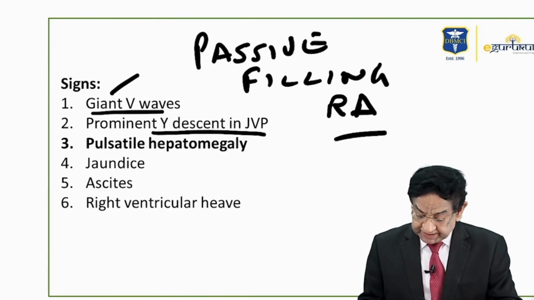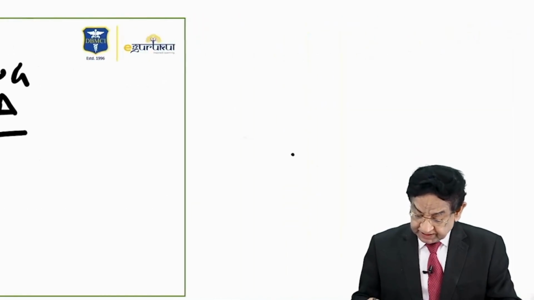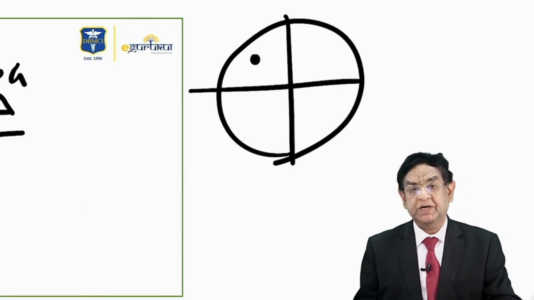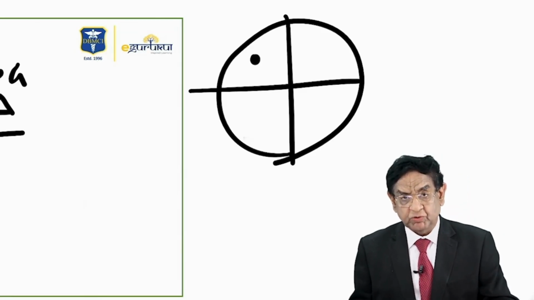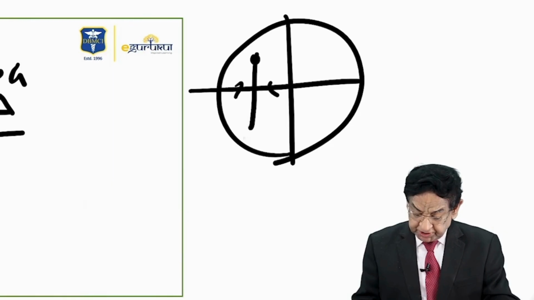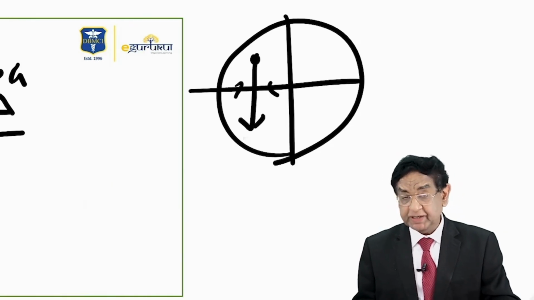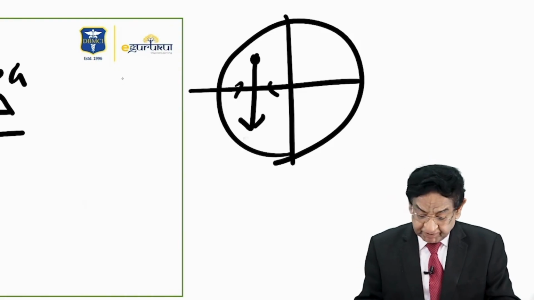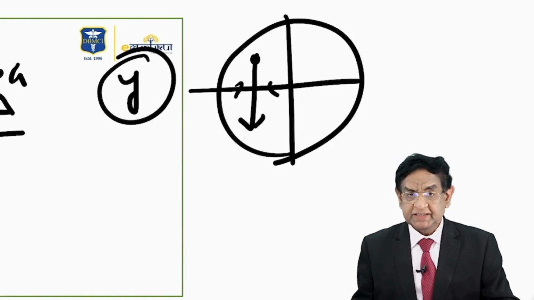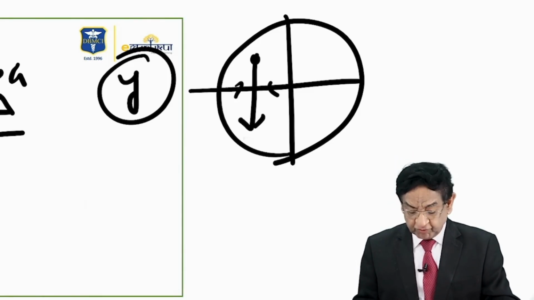Prominent wide Y descent in JVP, and because in the neck, again basic, a large amount of blood has come to the right atrium in systole. So during diastole, when the valve opens, suddenly a large amount of blood will enter into the right ventricle, and that will produce a prominent wide Y descent. We know very well that Y descent is produced due to opening of the tricuspid valve.